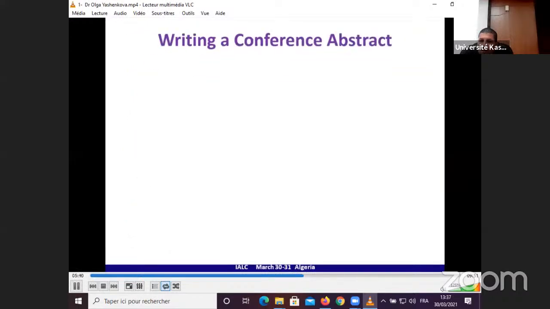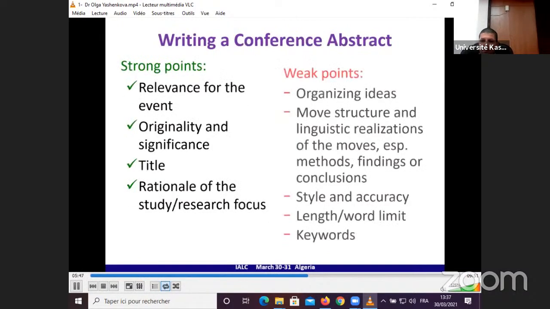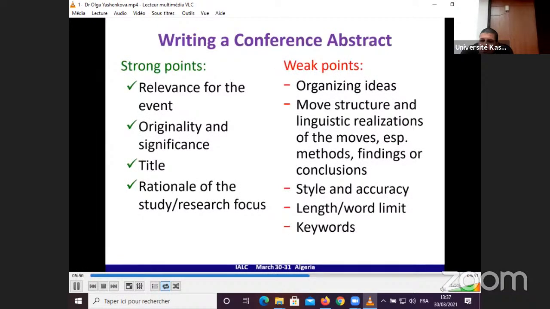The participants' conference abstracts demonstrated the same strong and weak points mentioned in the survey questionnaire, but also showed a lack of knowledge about the specifics of English academic discourse and its genres. Many participants were not aware of the structure and linguistic realizations of abstracts in English. They didn't know how to describe methods, research results, and findings, and didn't know how to conclude their papers.